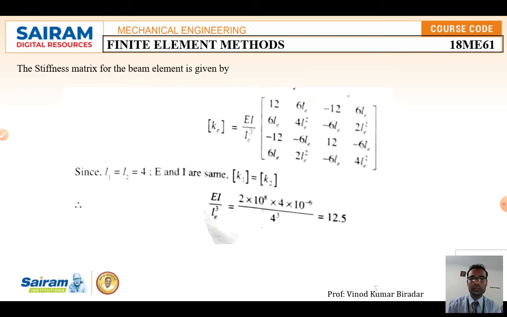How to calculate? With the help of a formula. The stiffness matrix for the beam element is K equal to EI by L cube. So this formula we have.